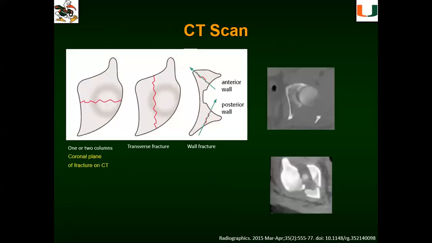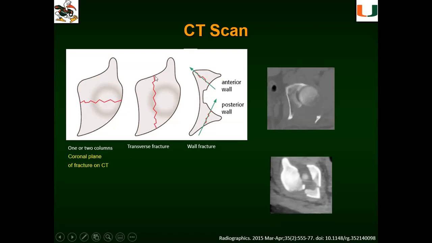This is very helpful, this has been in the literature for a while now, but obviously a lot of these fractures are going to be comminuted and displaced, so it helps when you're looking at it in the axial plane to try to determine the dominant fracture pattern. So if the dominant fracture pattern is in a horizontal direction like this, it's usually going to be a column fracture.